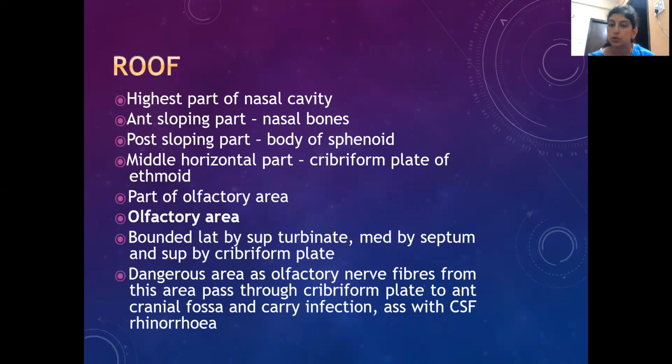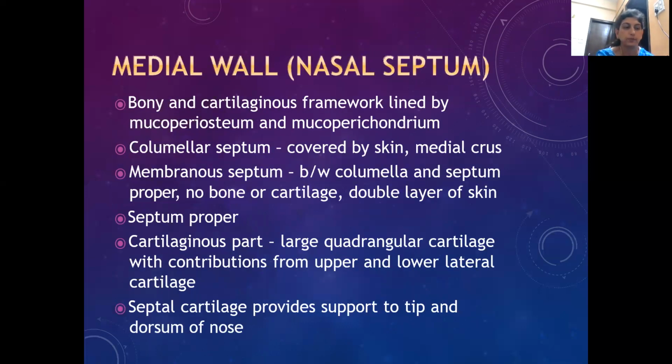Through this area, the infection can pass through the cribriform plate to the anterior cranial fossa. The medial wall, or the nasal septum, has a bony part and a cartilaginous framework, which is lined by the mucoperiosteum and mucoperichondrium.